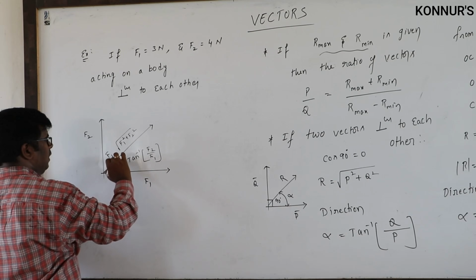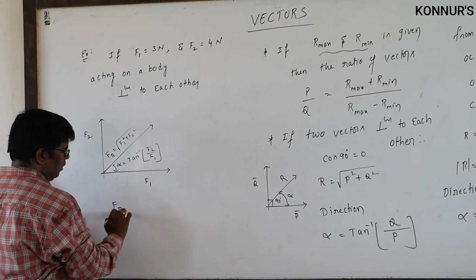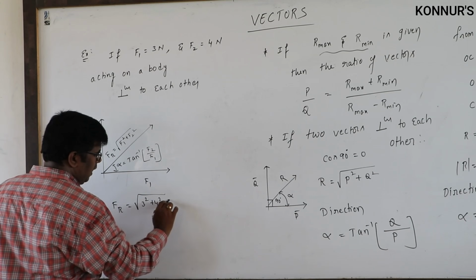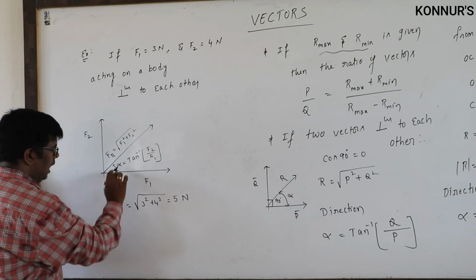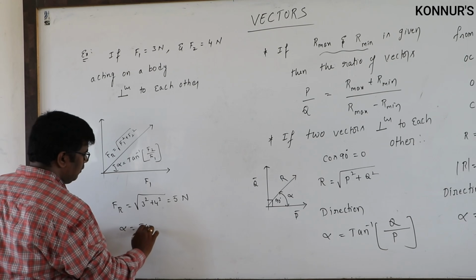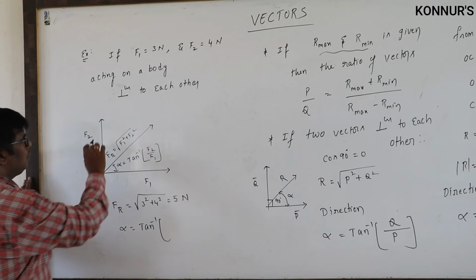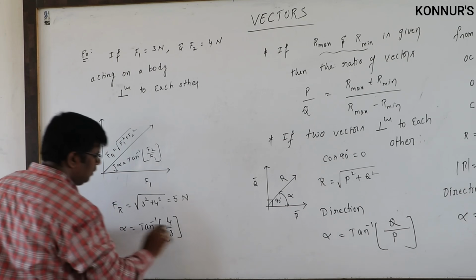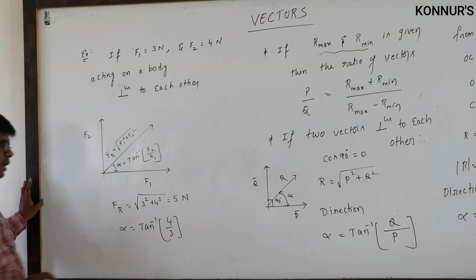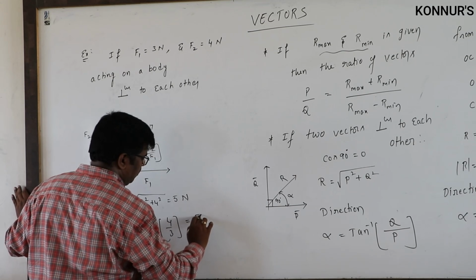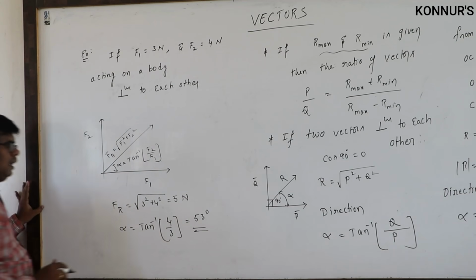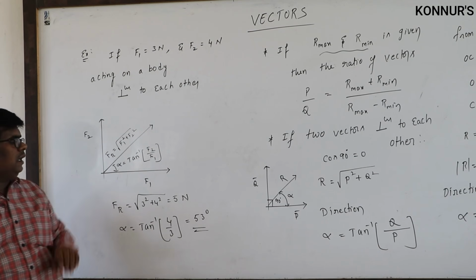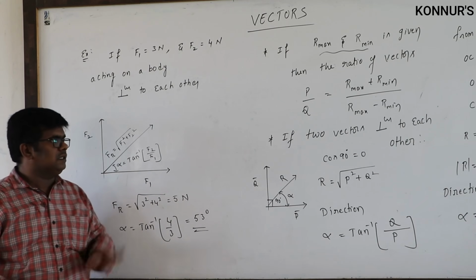So F resultant will be root over 3 square plus 4 square, which means you will get 5 newtons, and angle alpha equal to tan inverse of, what is F2? F2 is 4 newtons, so 4 by 3. So tan inverse 4 by 3 is nothing but here it makes about 53 degrees angle. So like this, if they are perpendicular to each other, you can find the resultant and its direction also.